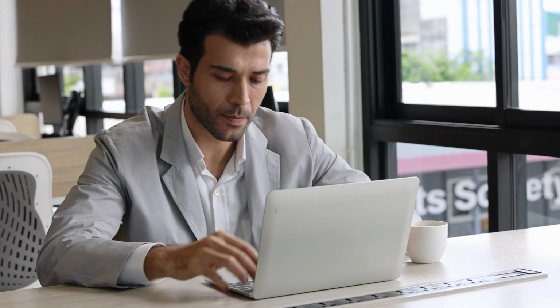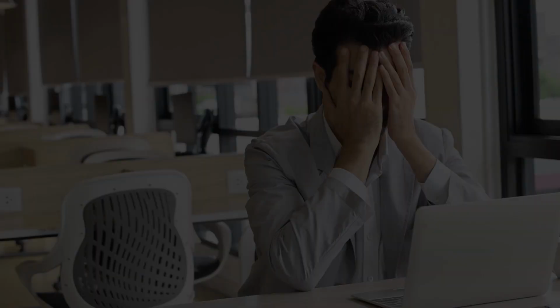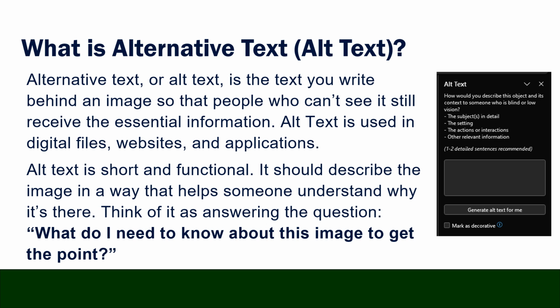For someone who uses a screen reader, images without descriptions are blank spaces where meaning should be. It matters because without it, content can become confusing, frustrating, or even unusable. What is alternative text? Alternative text, or alt text, is the text you write behind an image so that people who can't see it still receive the essential information. Alt text is used in digital files, websites, and applications.